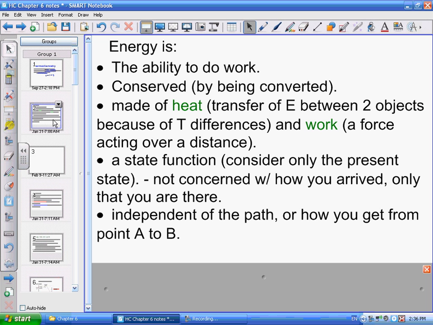Okay, energy is the ability to do work. That's a physics definition. It's the ability to get something done. Also, according to the first law of thermodynamics, which we're going to get into in the next couple of slides, energy is conserved. You can't get rid of energy. You can't destroy it. You can only change its form to something else.